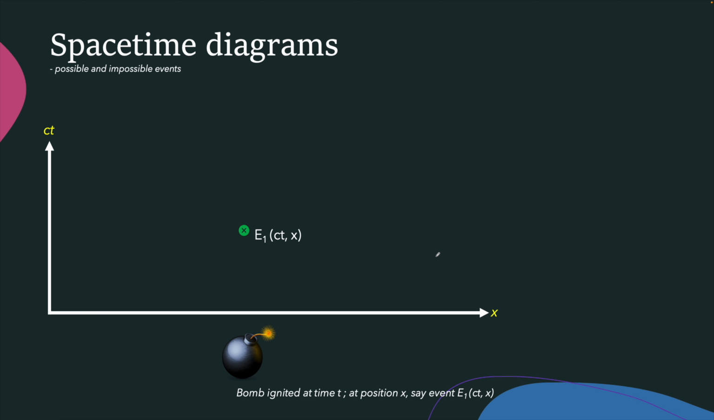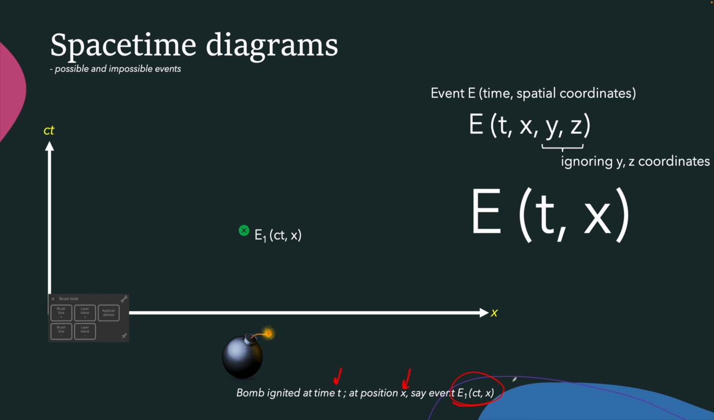Next. I'm going to assume an event where a bomb is ignited at time t, where the bomb was at a position x, and that event is going to be ct comma x. What is an event basically? An event is a coordinate that consists of time and spatial coordinates. Time is t, whereas spatial coordinates means the position x, y, and z. But in this unit, we are going to ignore the y and z coordinates because we're going to deal with problems in one dimension only, meaning objects or particles moving along a one-dimensional axis, not in three-dimensional space. But yes, with the knowledge of one dimension, you can apply it to three dimensions because it is a similar way of calculating and understanding the space-time graph.